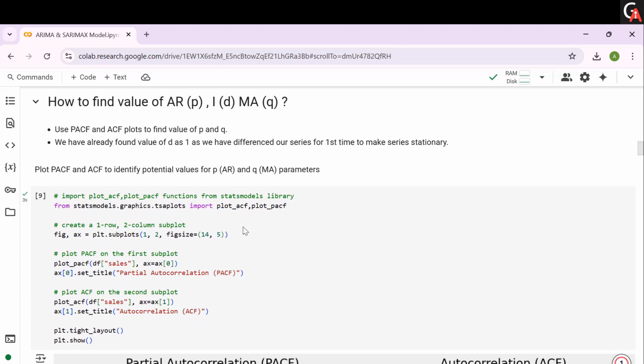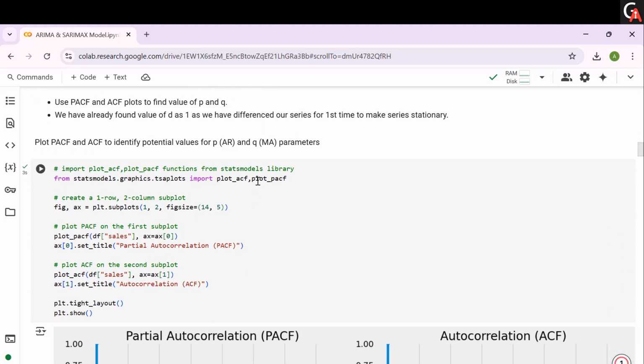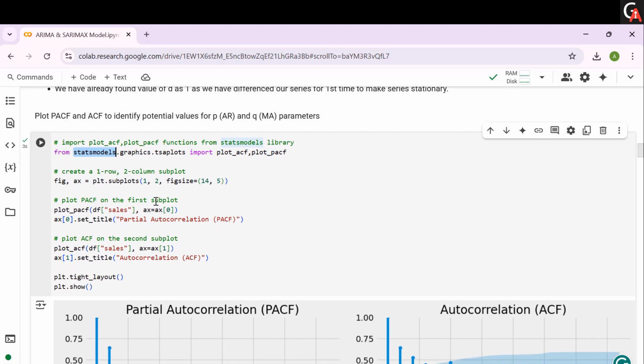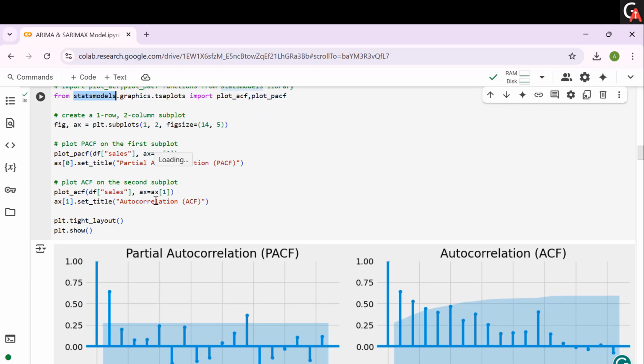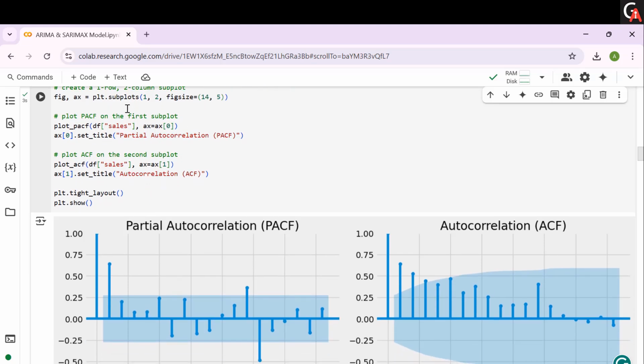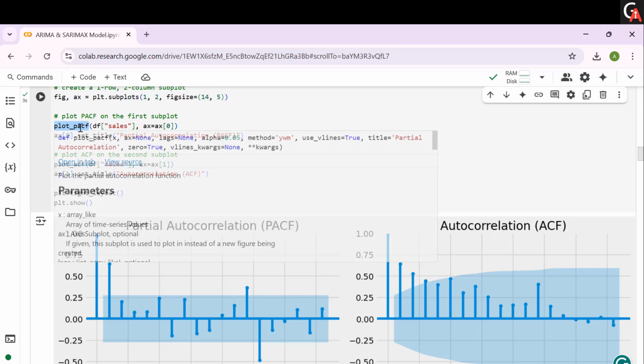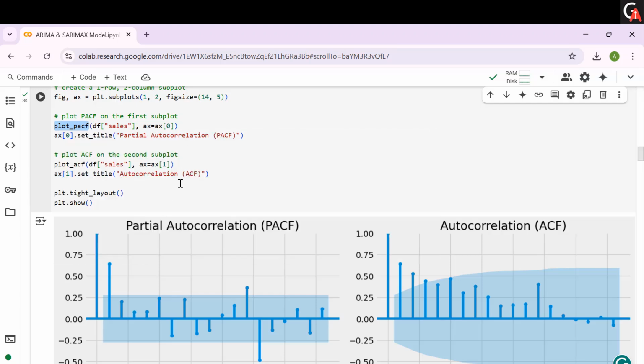Now, how can you find the values of P and Q? For that, you have to import plot_acf and plot_pacf functions from the statsmodels library. Now, what we'll do is create a subplot which has one row and two columns, and in that subplot we'll pass our sales series to these particular functions, plot_acf and plot_pacf. Now this plot_pacf function will help us to find the value for P, and this plot_acf function will help us to find the value for Q.